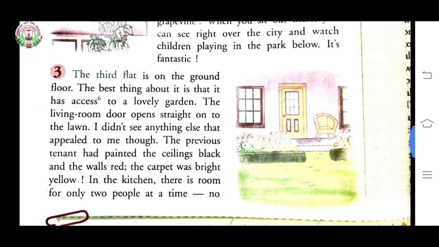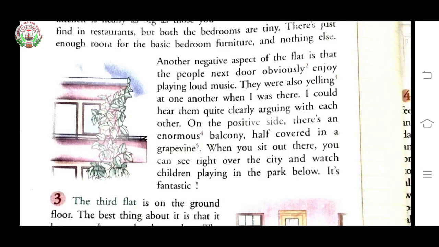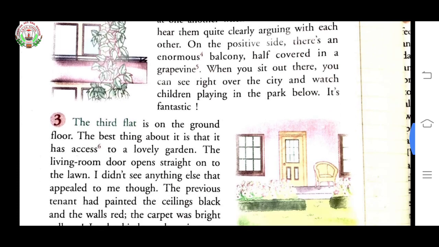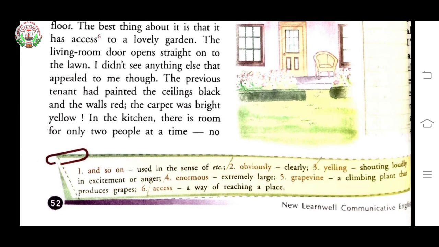And I was there means she was there. She can hear all the things very clearly. And what she noticed, the people are arguing with each other. Okay, arguing means conversation in an angry way. On the positive side, she is saying there is an enormous balcony. Enormous means extremely large, very big, very large.